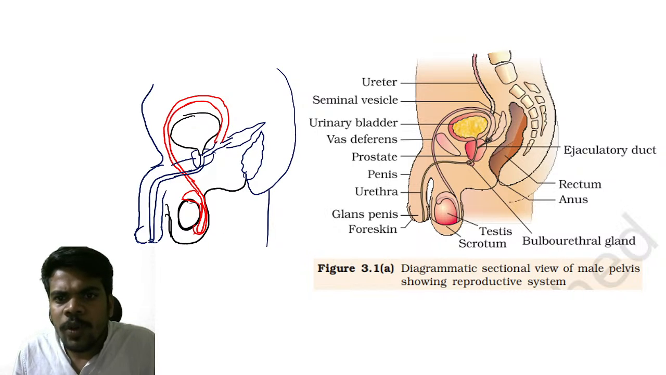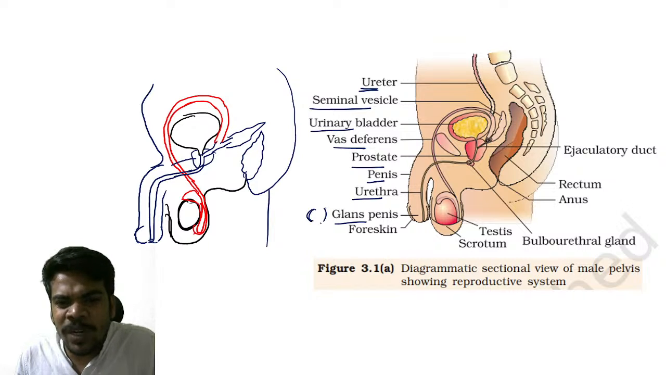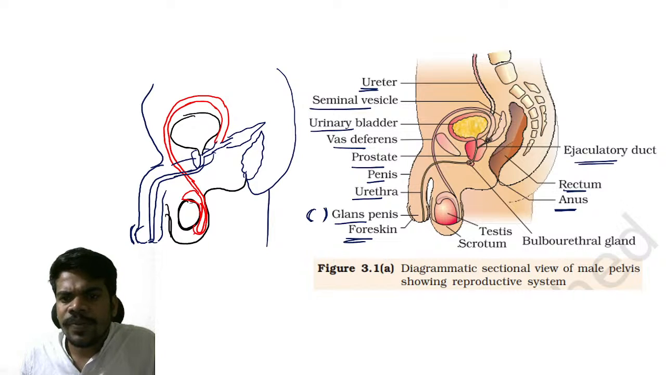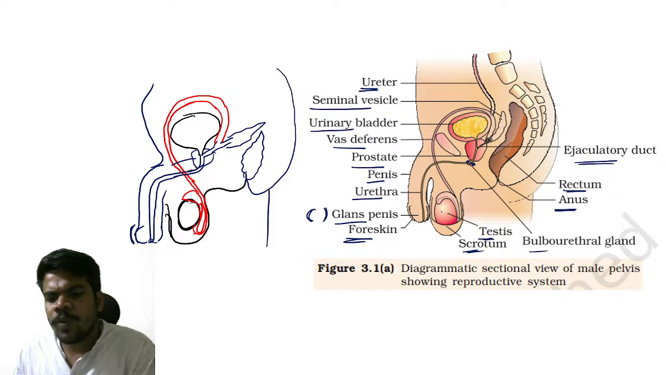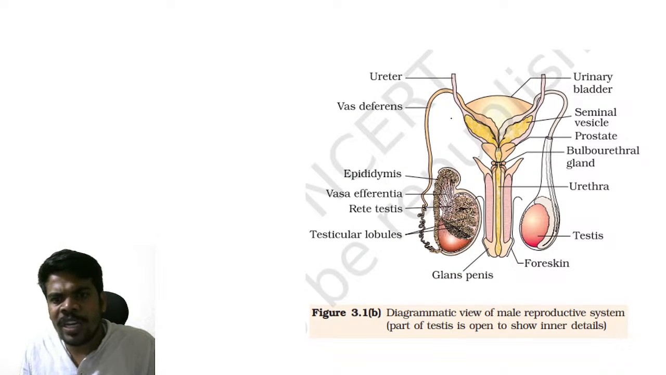Prostate gland, so ureter, which is from the kidneys, seminal vesicles, they secrete fructose, urinary bladder, vas deferens, prostate gland, penis, urethra, and glans penis, the bulbous projection or enlargement of the penis. Glans penis is covered by a fold of skin called foreskin or prepuce, and the anus, rectum, ejaculatory duct. Okay, and the testis, scrotum, bulbourethral glands are present immediately after the prostate gland, and the same structures you can observe here.